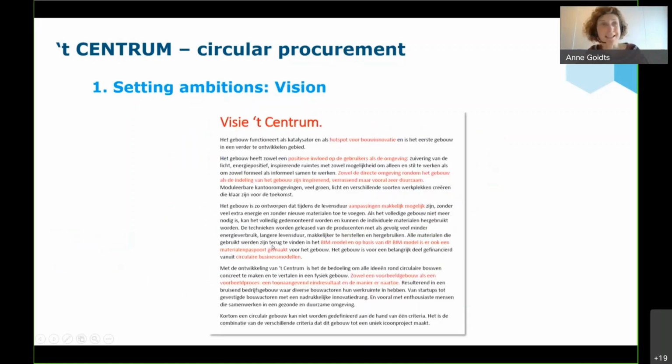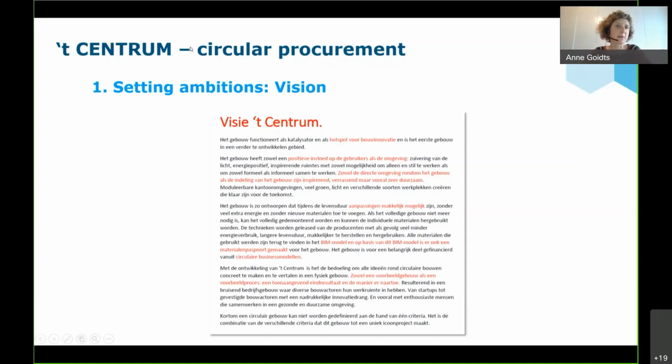First step was setting ambitions. It's very important, I think. It's also a way in your organization to make sure that the minds are in the same way and that everyone is thinking the same, and also afterwards that you can go back to that document with your ambition and try and check very quickly, are we still doing what we decided to do?